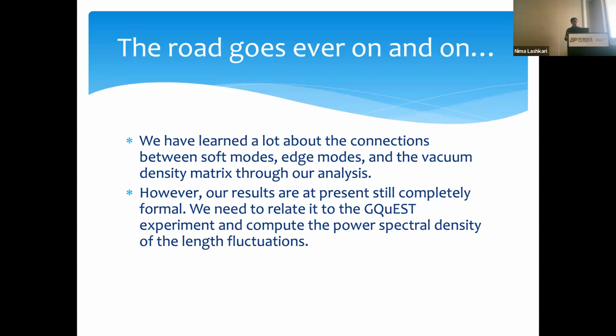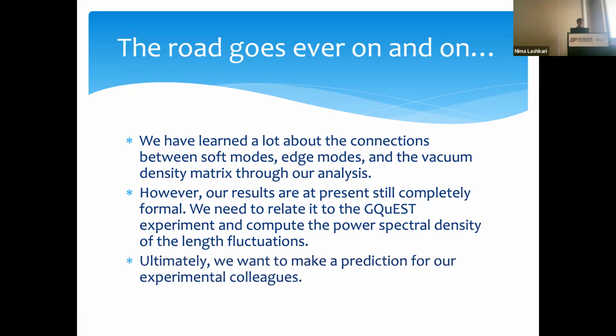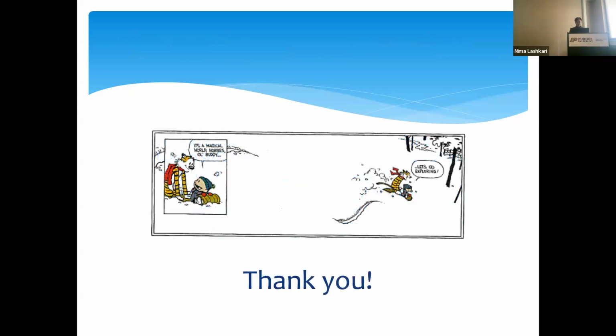What we need to do is actually compute a quantity that experimentalists care about, and that is the power spectral density of these length fluctuations. I think it is very important for us to do this because ultimately our experimental colleagues are working very hard to come up with building this experiment. So as theorists, we hope to make their lives a little bit easier by telling them, hopefully, what to look for at particular energy bands. So with that, thank you very much.